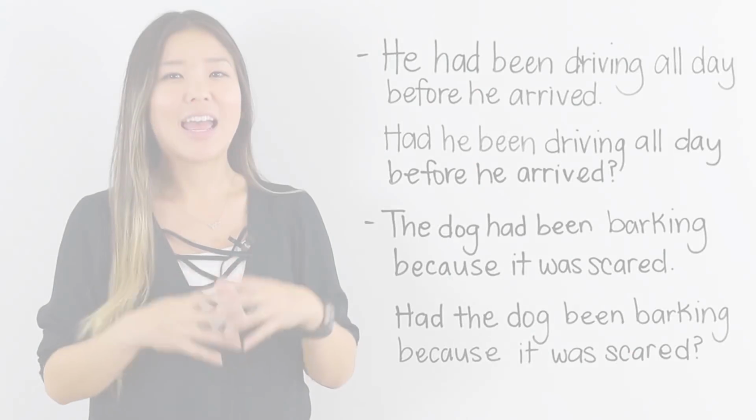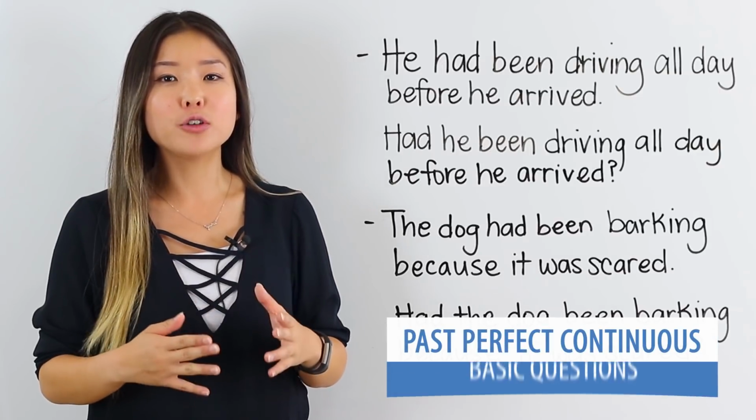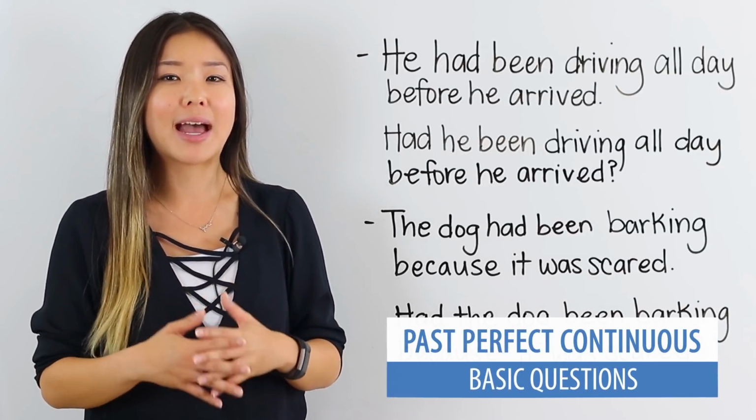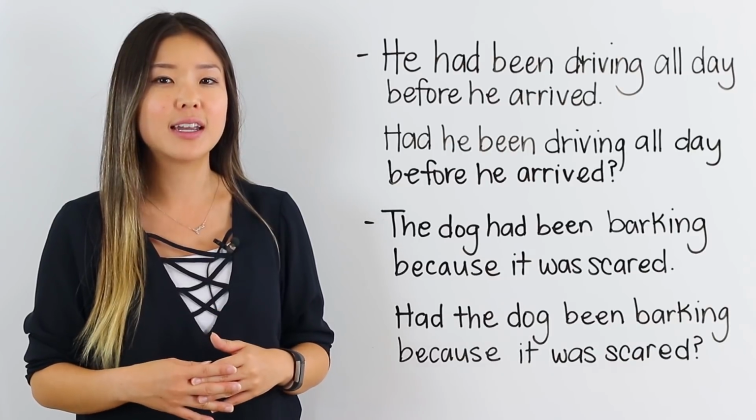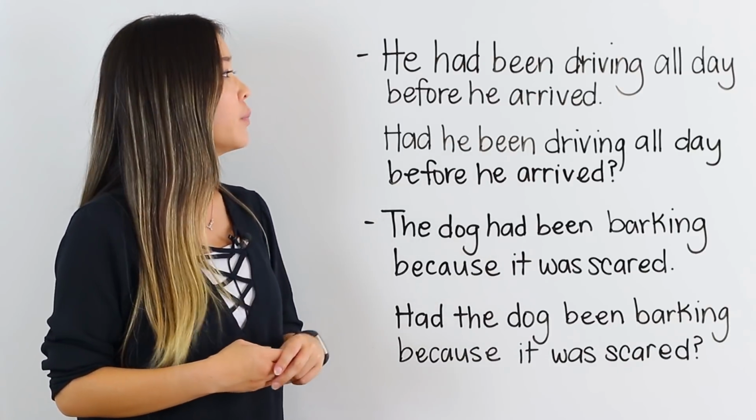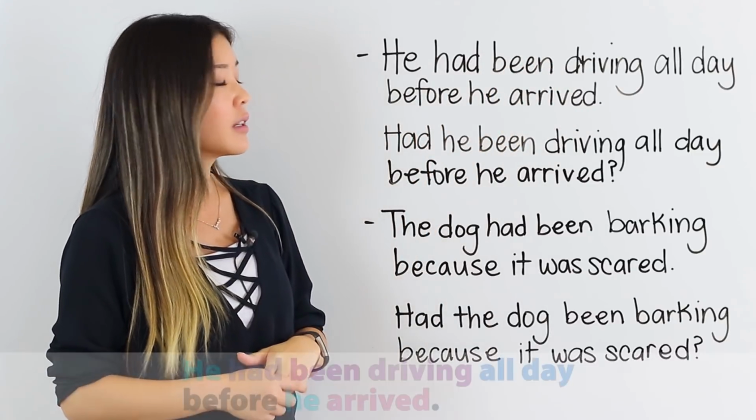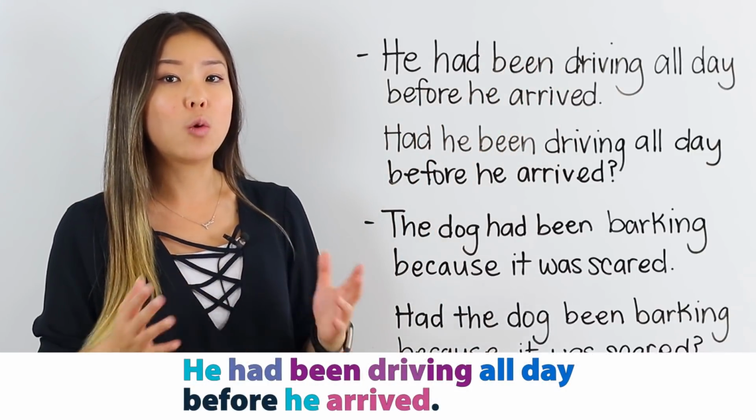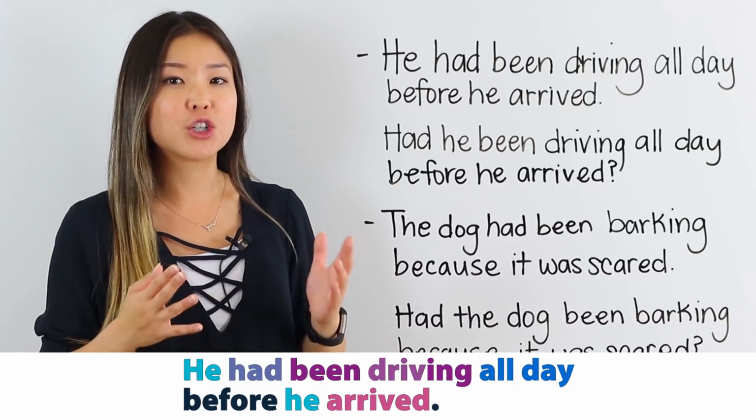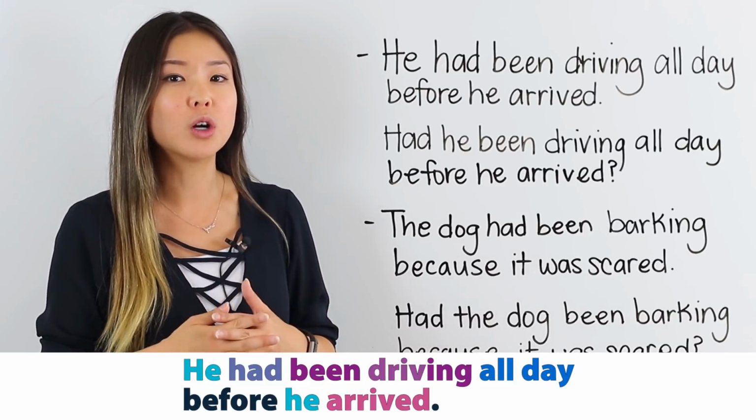Let's move on. Now, let's go into how to form basic questions in the past perfect continuous tense. Here is the first example. He had been driving all day before he arrived. Now, to turn this into a question, all we have to do is change the order of the first two words.